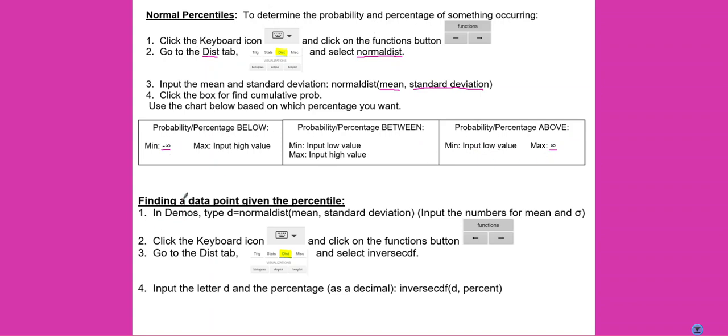If we are given the data point and want to find the percentile, we're going to be working backwards a little bit. We have to tell it a certain letter equals the normal distribution, again putting in the mean and the standard deviation. And then we need to go back to our distribution and choose inverse CDF. We're going to put the letter D in, and it'll use our info that we already put in up here, and then the percentage that we want, but make sure you change it to a decimal.